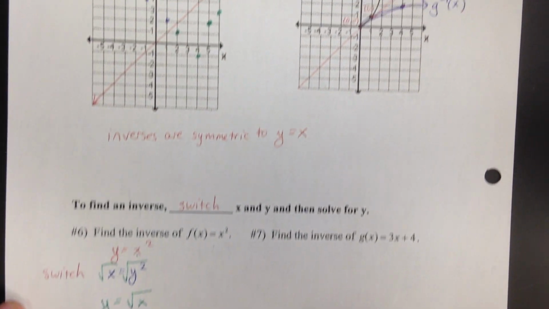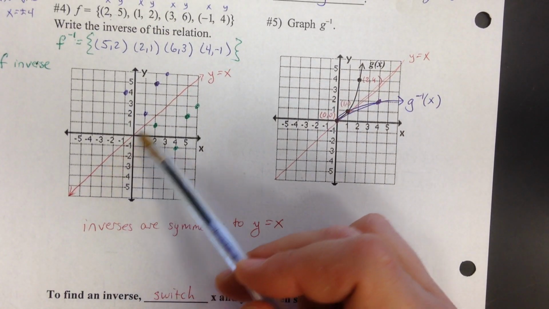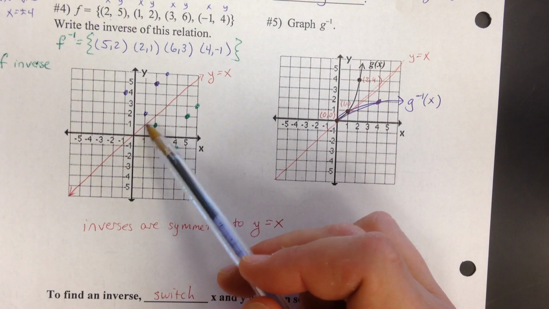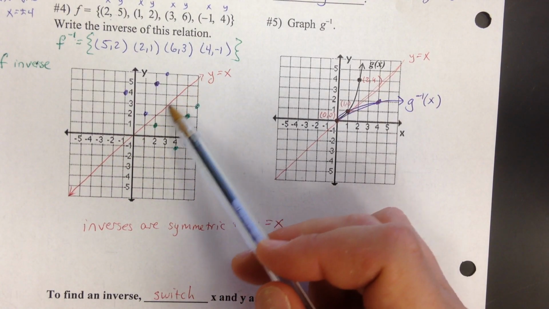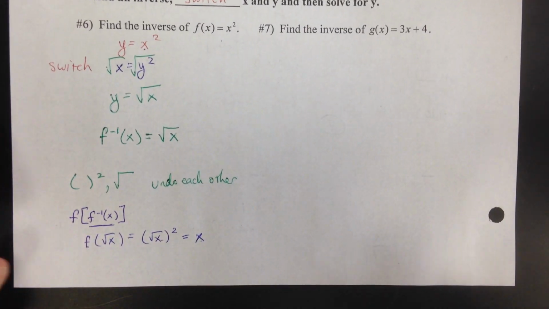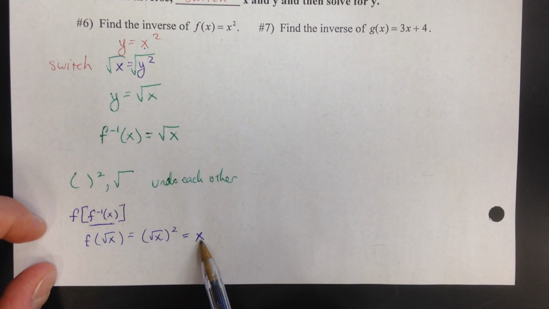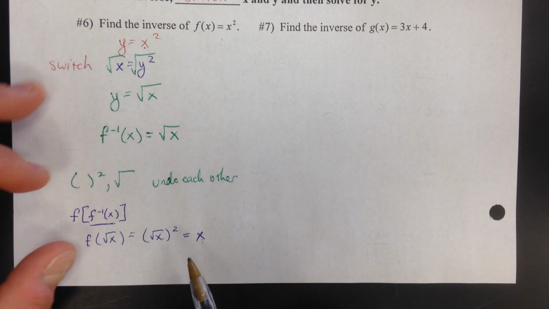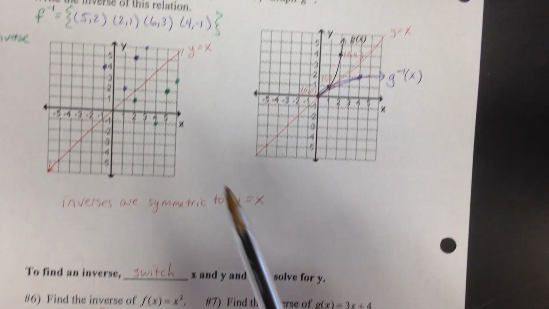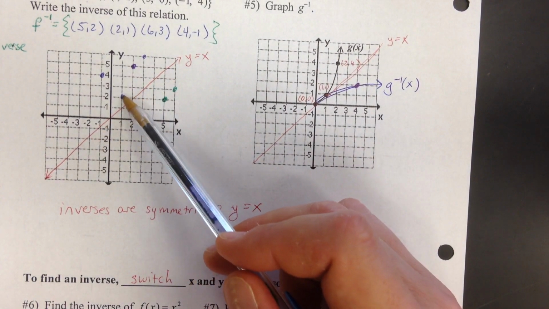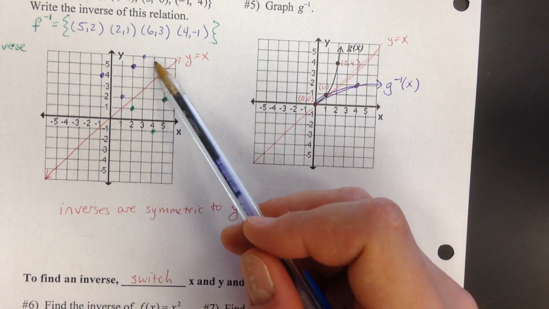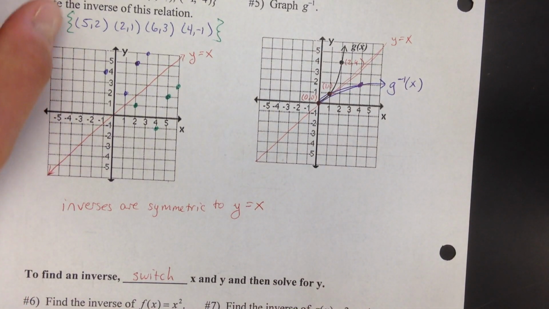And in terms of the visual, y equals x, right? Where 1, 1, 2, 2, 3, 3, where they're the same. Algebraically, when I do the composition, I'm going to end up with just x, my original value that I started with. Visually, they're going to be symmetric to the line y equals x, right there.